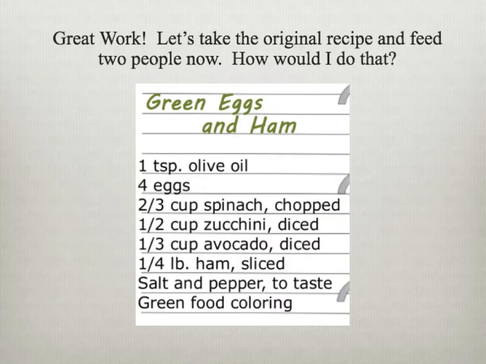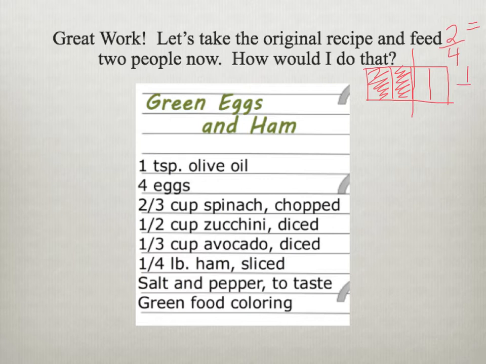Let's take the original recipe again, and now we need to feed 2 people. So let's go back to our model here. This is our pan of finished cooked green eggs and ham, and in that pan we have 4 servings. Now we need 2 servings, which means that we have 2 out of 4. Or if you can recognize from the model, this is also known as 1/2. That's the equivalent fraction here.